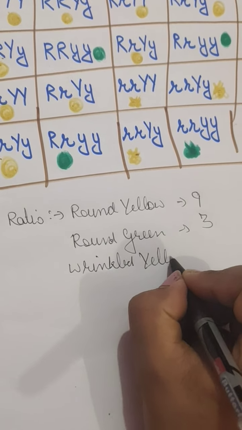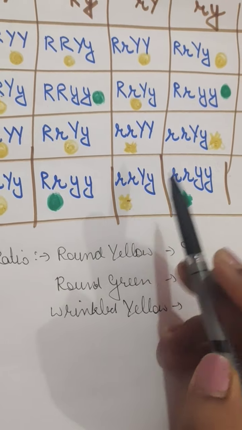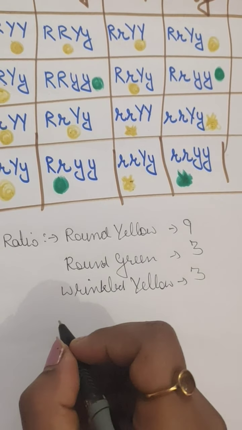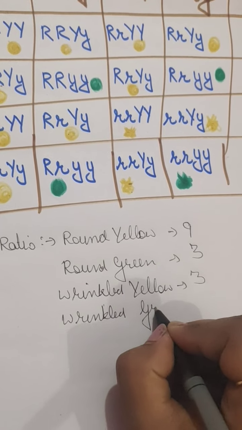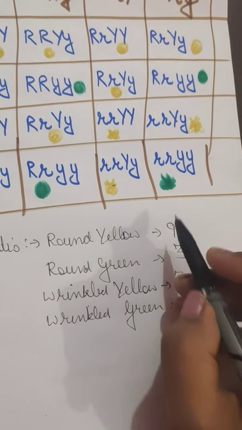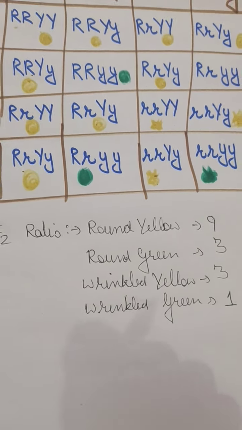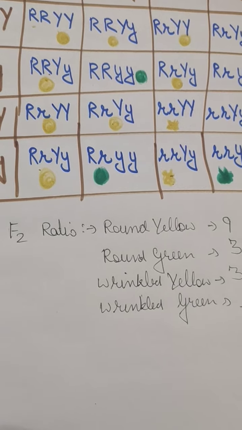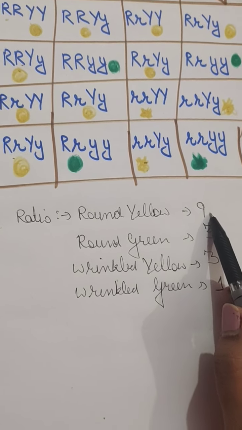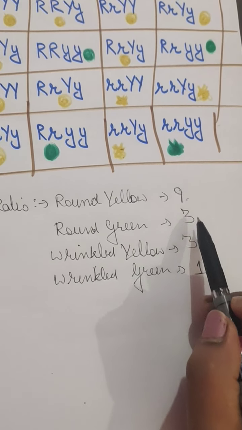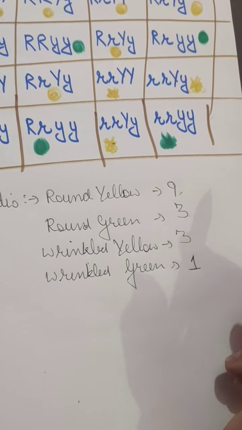yellow, how many? 1 2 and 3. Okay, 3. And wrinkled green is how many? Only 1. Okay, so what is the ratio of the F2 progeny? We will have 9 plants with round yellow seeds, 3 with round green, 3 with wrinkled yellow, and 1 with wrinkled green seeds.